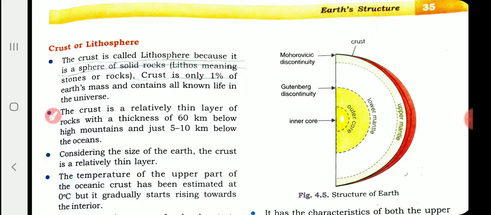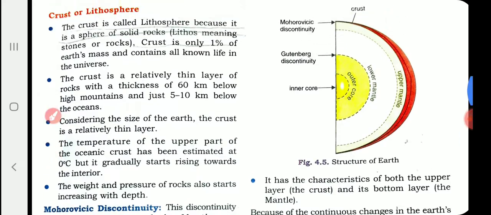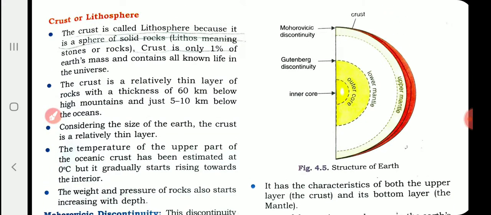Crust is made up of lithosphere, hydrosphere, and atmosphere. And the thinnest layer is the crust. As we have discussed earlier, the thickness is 60 kilometers below high mountains and just 5 to 10 kilometers below the oceans. That is the thickness of a lithosphere.